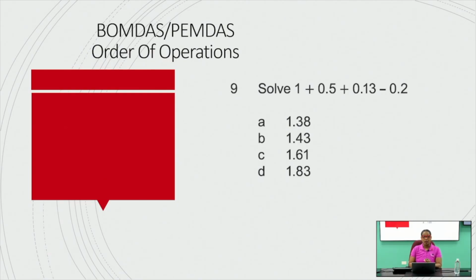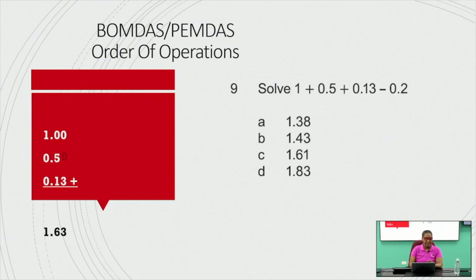So here we have more than one operation in this problem. We have addition and subtraction. If you were to look at BOMDAS or PEMDAS, you should know by now that addition and subtraction are interchangeable depending on which one comes first in the problem. In this particular problem, addition is first. So we'll add and then we'll subtract. So we're adding 1 plus 0.5 plus 0.13.